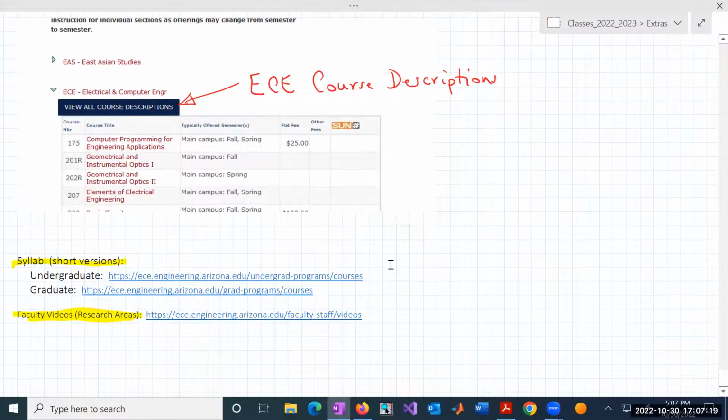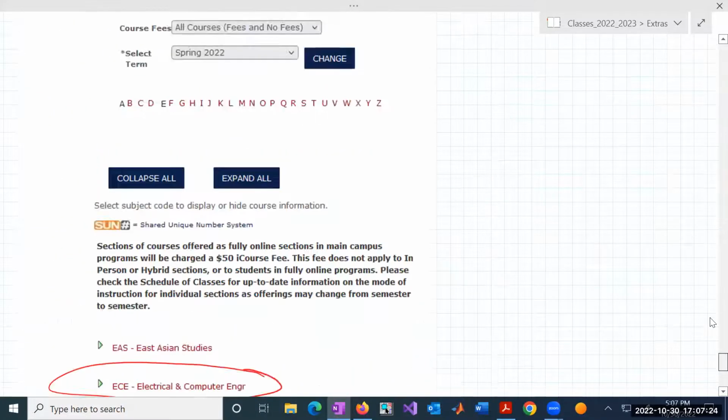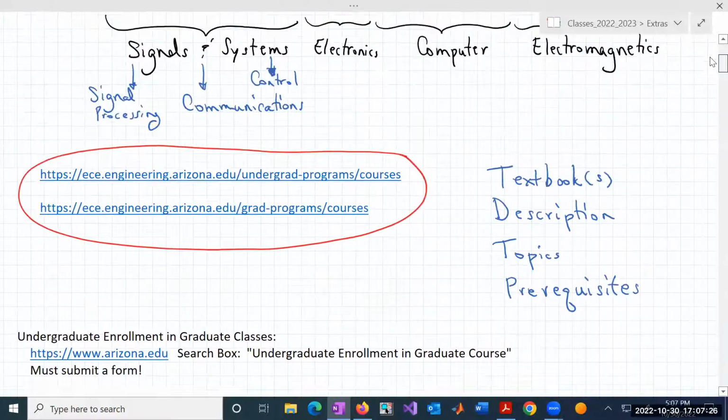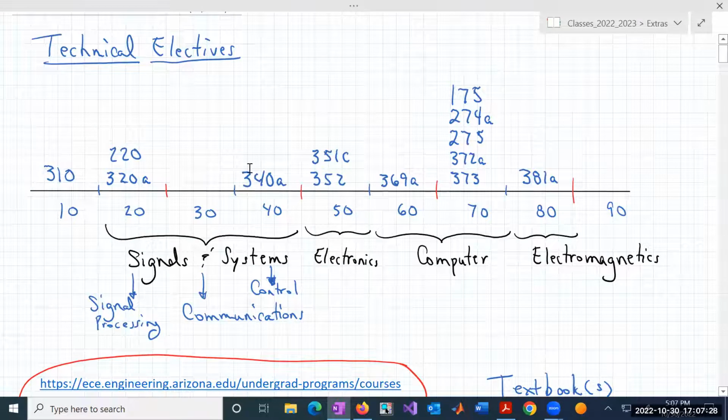I hope that this gives you a little bit better picture of what you can now take as you move forward after you've completed your core coursework and are moving into the technical elective choices in your degree program. Good luck with your course selection and your progress through your BS and potentially MS degree program here at the University of Arizona.